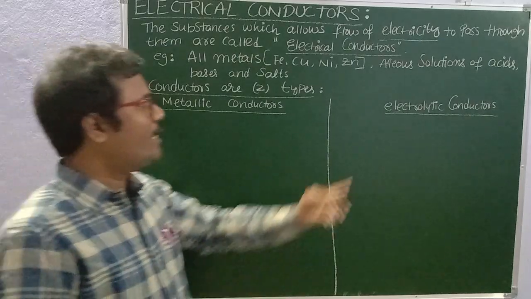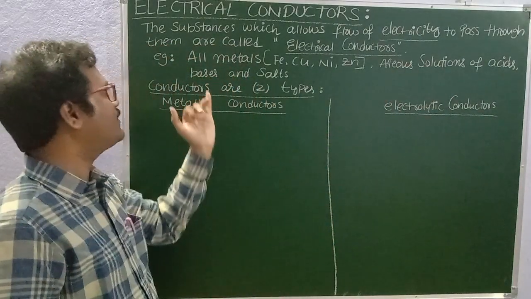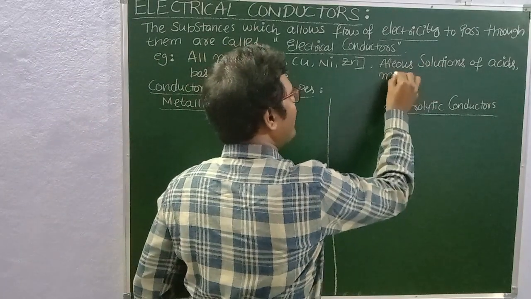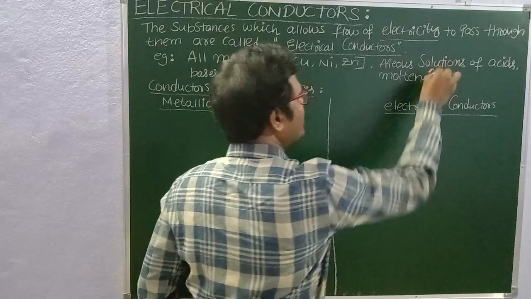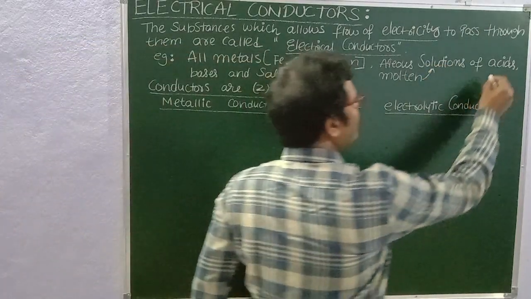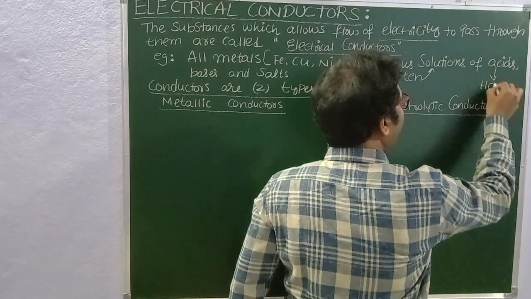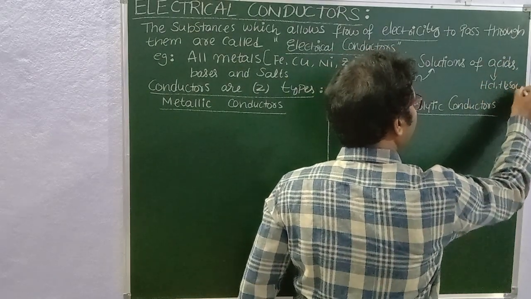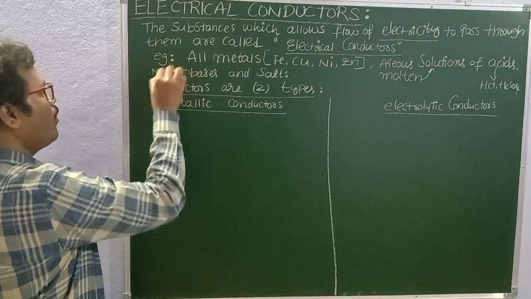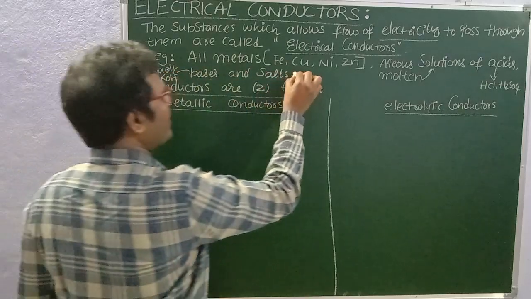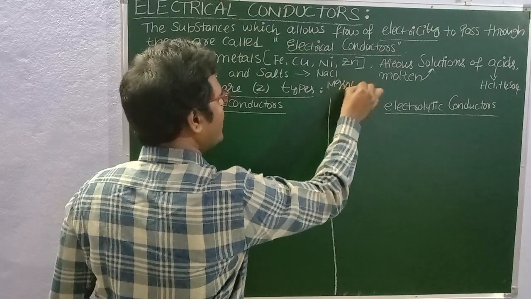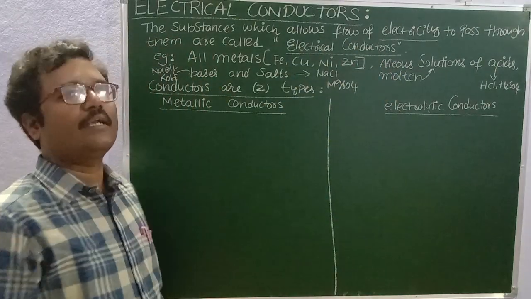You know that. And aqueous solutions of acids, bases, and salts, at the same time, molten solutions of acids, bases, and salts are examples for electrolytes. So let us give one example for acid, for example, hydrochloric acid or sulfuric acid. And let us give one example for base, sodium hydroxide or potassium hydroxide. Let us give some examples for salts like sodium chloride, magnesium sulfate. So these are the examples for electrical conductors.